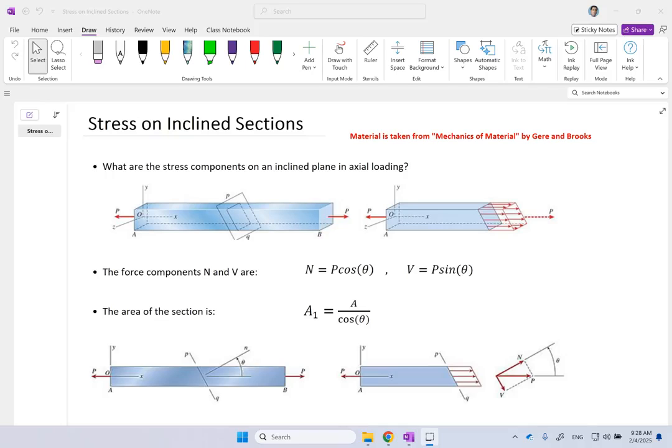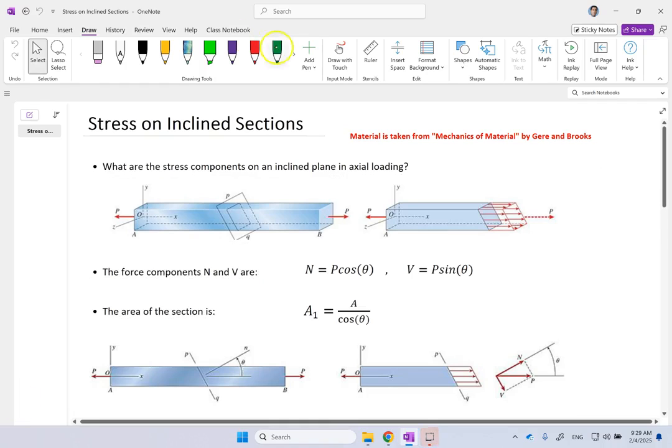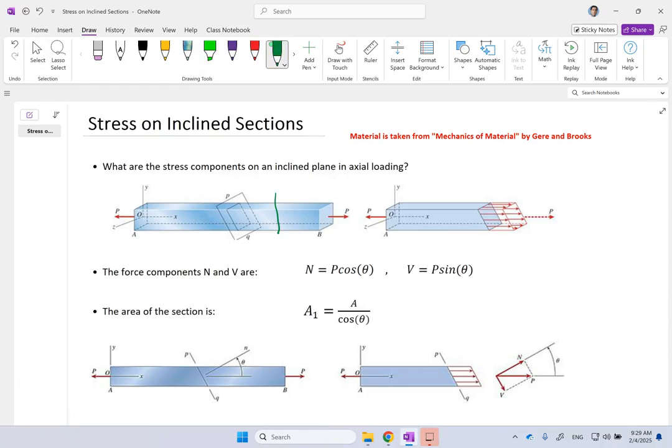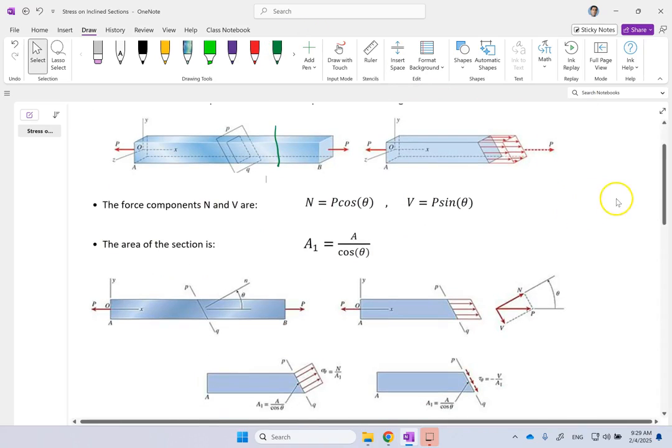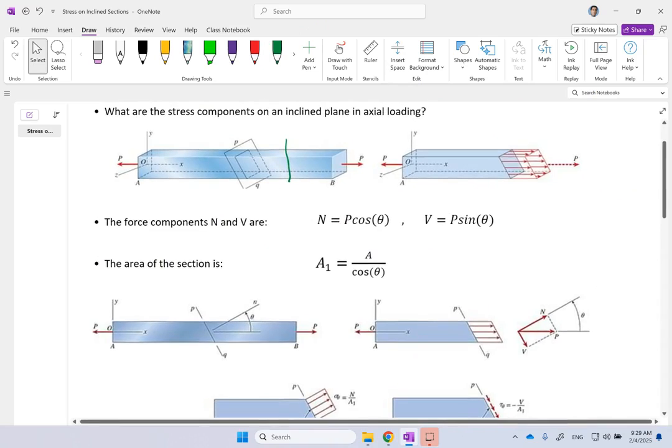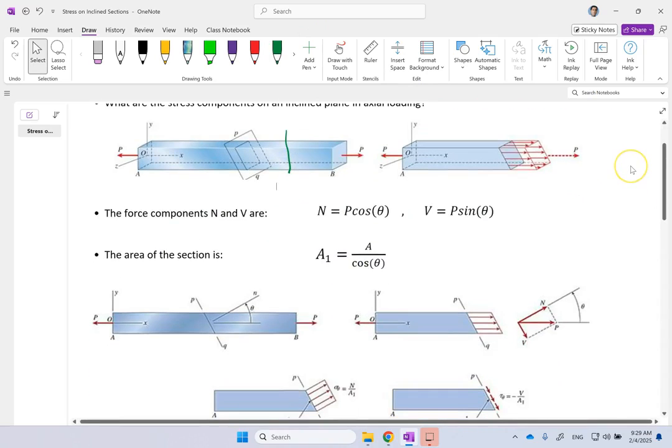Hello everyone. In this video, we are going to look at axial loading again, but instead of the stress on the plane that is perpendicular to the load, for which the stress is simply P over A, we want to know what happens if the plane is inclined. So if you change the angle of the plane and make it rotate by an angle theta counterclockwise here, what are going to be the stress on that plane and why does it matter? I'll let you know once we get to the end of this video.